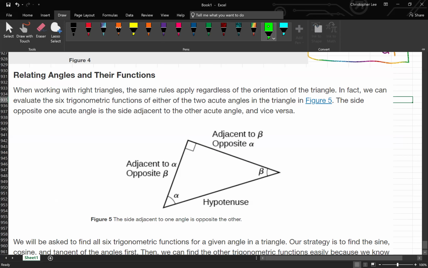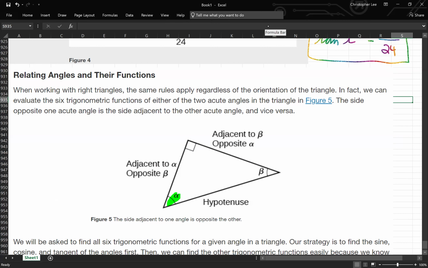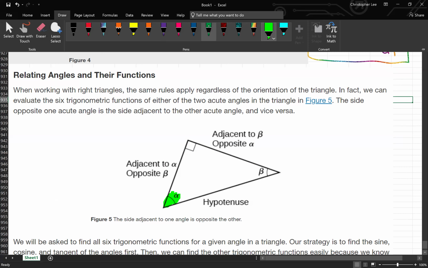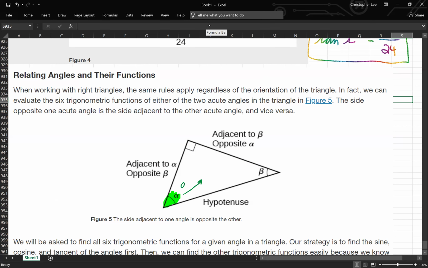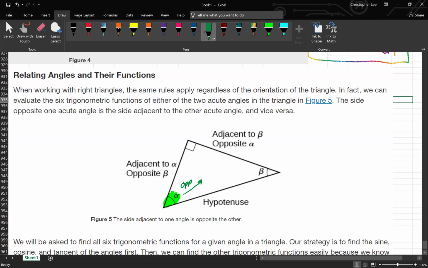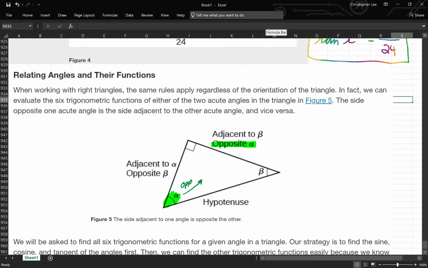Let's talk about this. Let's say that I'm working with alpha. This is my angle alpha right here. Opposite to my alpha. Remember, opposite means away from. So this would be my opposite. Opposite from alpha is this leg up here.